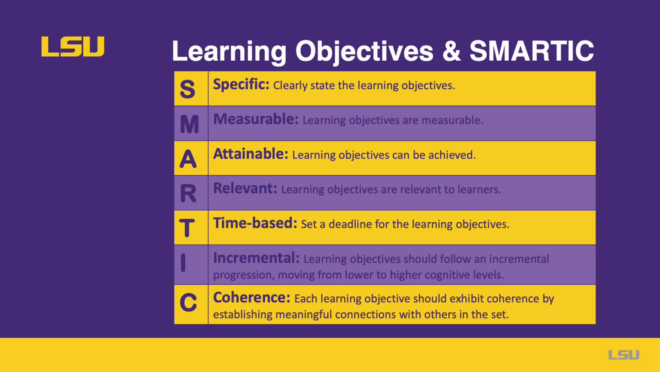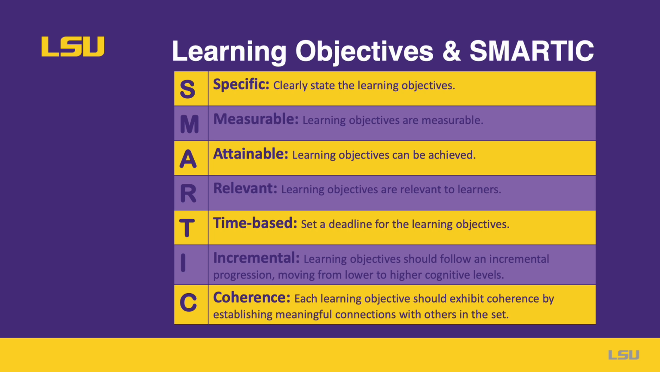Expanding on the SMART framework, I propose the inclusion of 2 additional elements, incremental and coherent. Learning objectives should follow an incremental progression, ascending from lower to higher cognitive levels. Simultaneously, each objective must contribute to the coherence of the entire system, forming meaningful connections with others in the set.